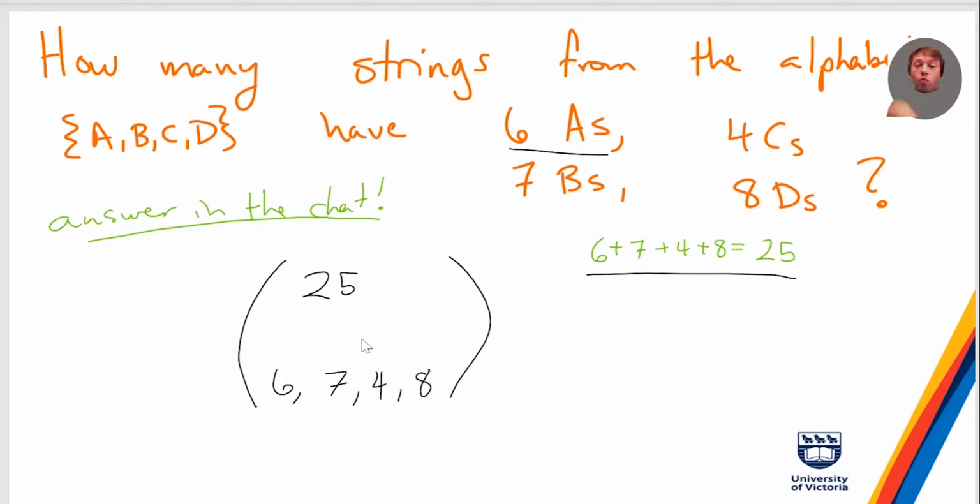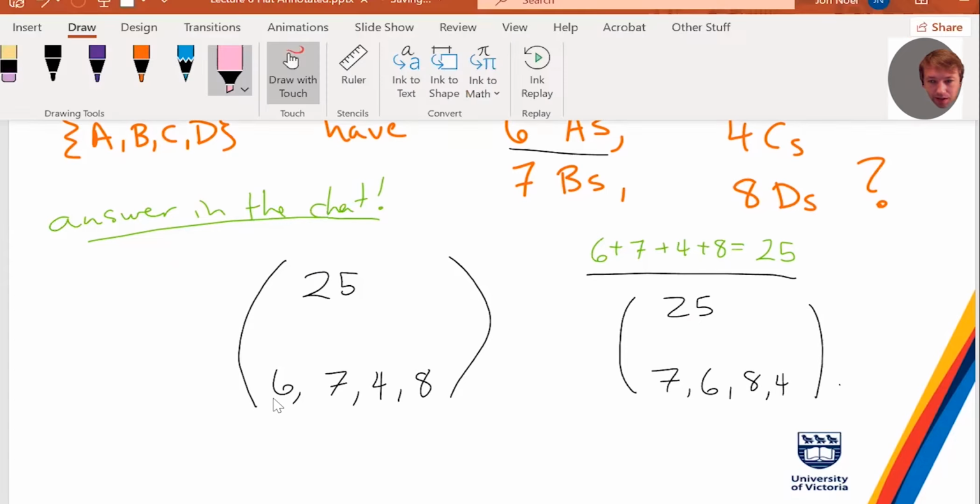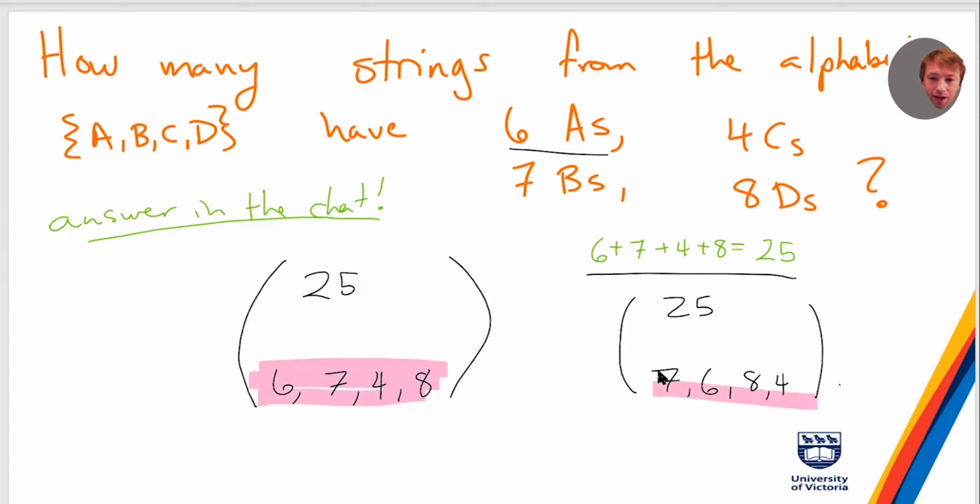And so it's this. One thing I should make completely clear is that if you wrote 25 and wrote these in a different order, 7, 6, 8, 4, that's not wrong. The order of the things at the bottom doesn't matter, because you get the same number anyway. If you look at the formula, you'll see that it's the same.